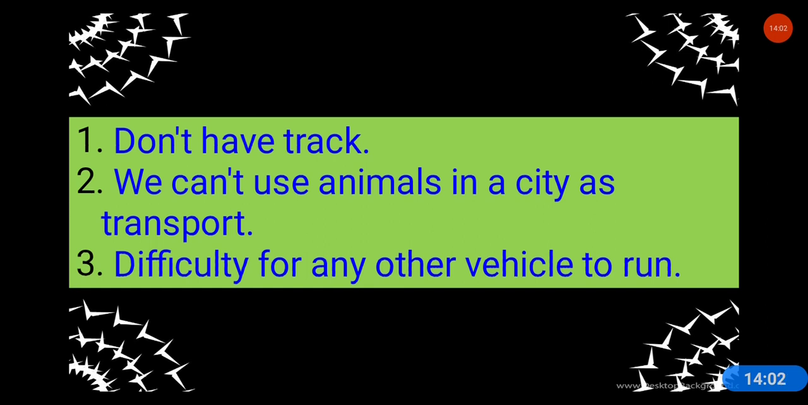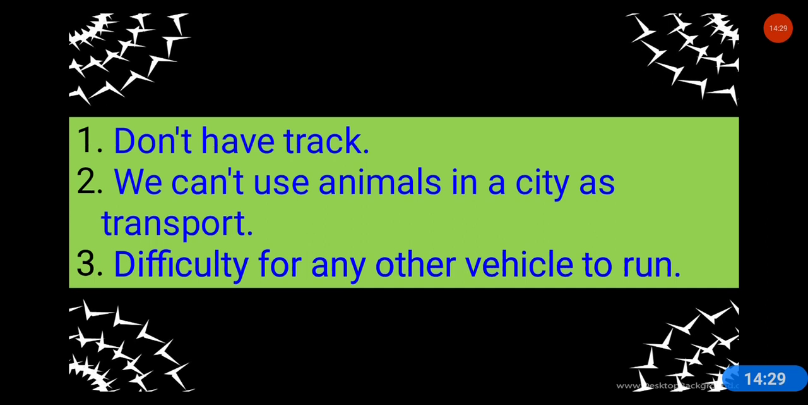In a village mostly we don't have tracks built to run metro trains, so we cannot use them to travel there. We cannot use an elephant or pony in a city as it is very crowded, and these animals help travel to places like hills and forest where it is difficult for any other vehicle to run. I hope you got the point.